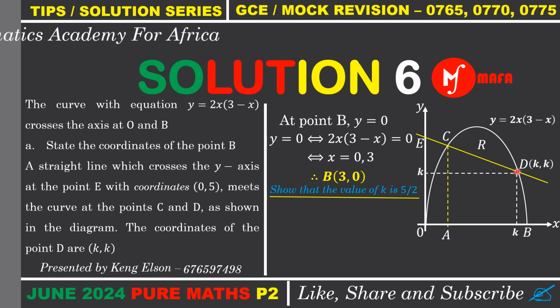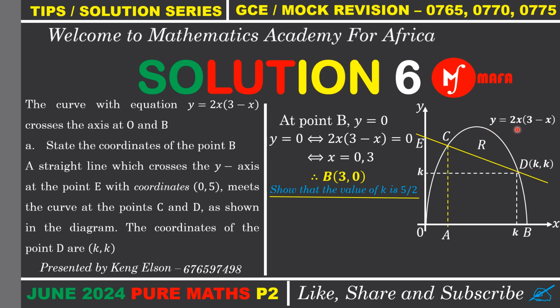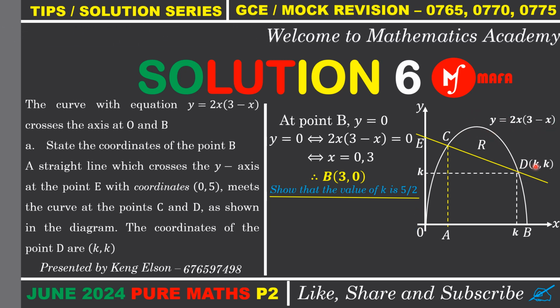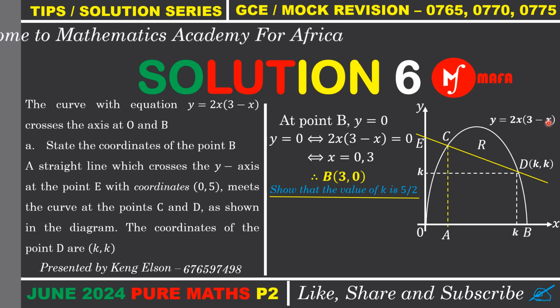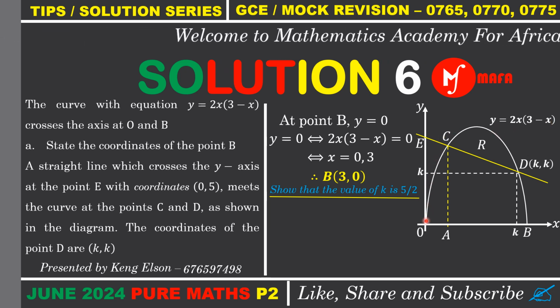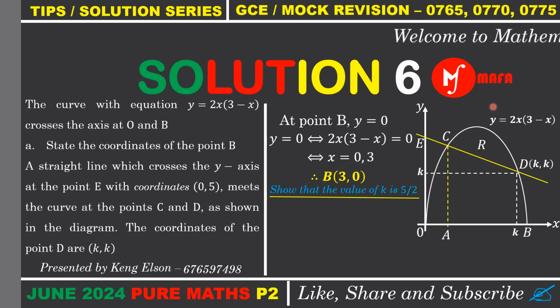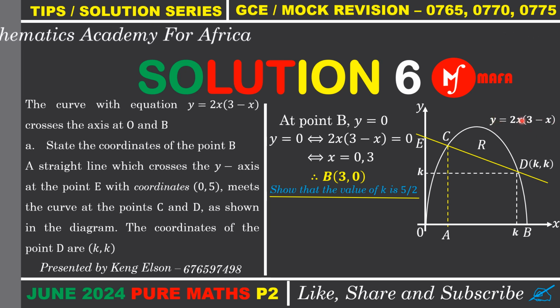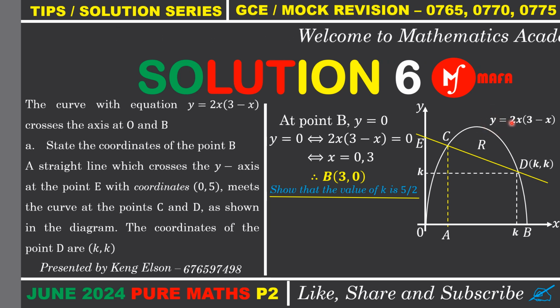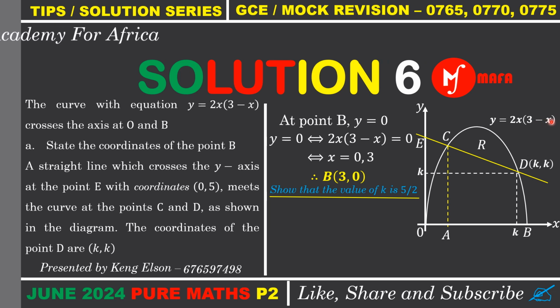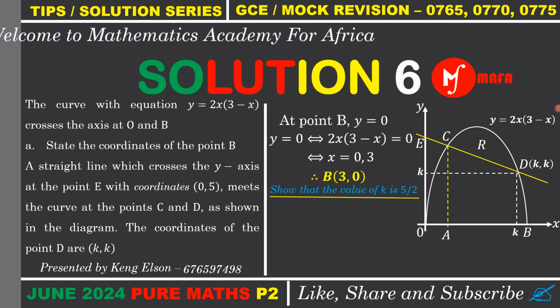Now, if the point Z belongs to the curve y equals 2x into 3 minus x, it means that the x and the y coordinate of the point Z should satisfy the equation of this curve. If any point belongs on a curve, its x and y coordinates must satisfy the equation of the curve. Remember that this curve by interpretation just means that to get the y coordinate of any point that belongs to the curve, you take 2 times the x coordinate and multiply the answer by 3 minus the x coordinate. That's the basic interpretation of this curve.